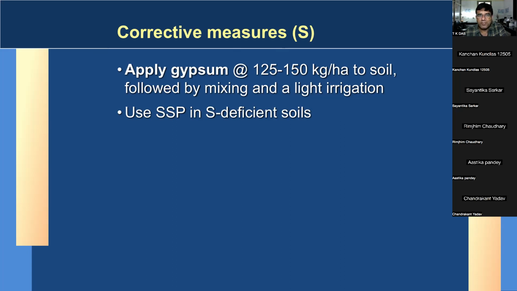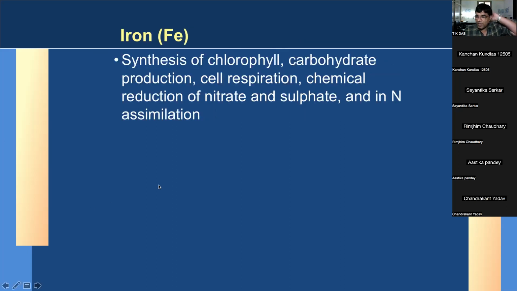Yeah, it will supply sulfur. Gypsum will supply sulfur in the form of sulfate, making sulfuric acid, and that can be taken up by plants. Use single superphosphate in sulfur deficient soils. Now iron.